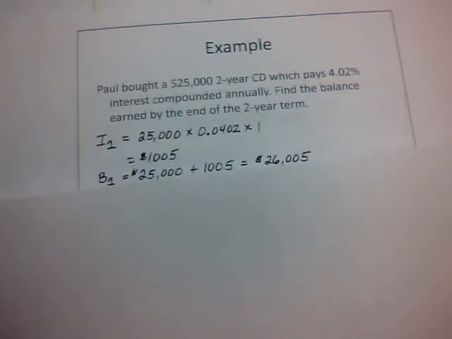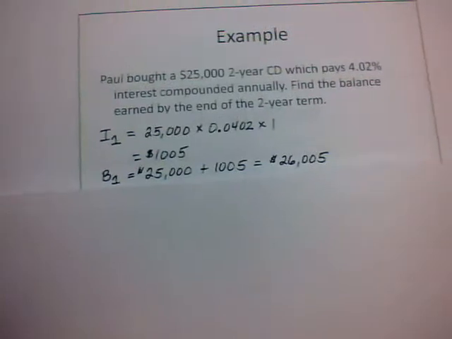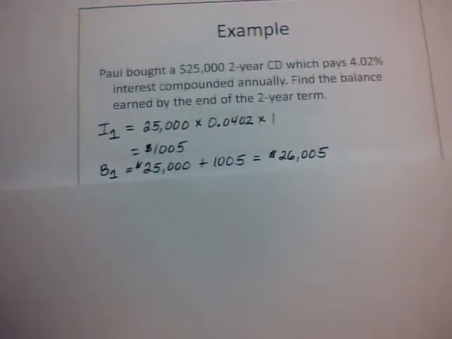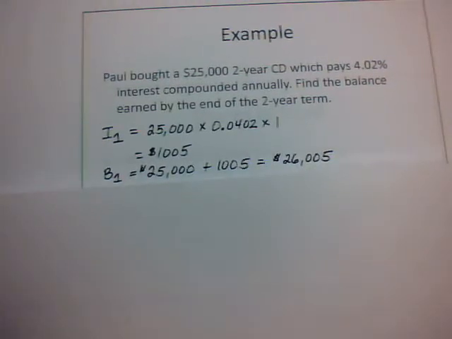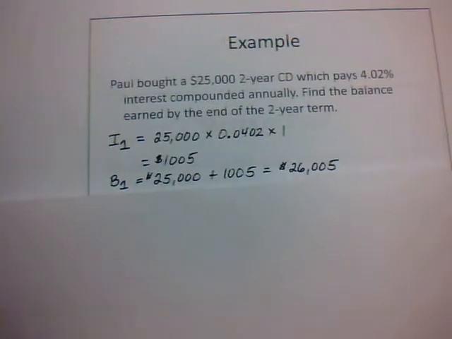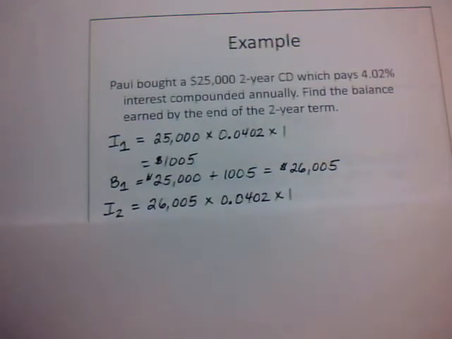Now the balance at the end of the first year will be the $25,000, and we add that interest of $1,005 to it to get $26,005. Okay, so now that's going to represent the new principal. So now we want to find out what the interest is at the end of the second year.